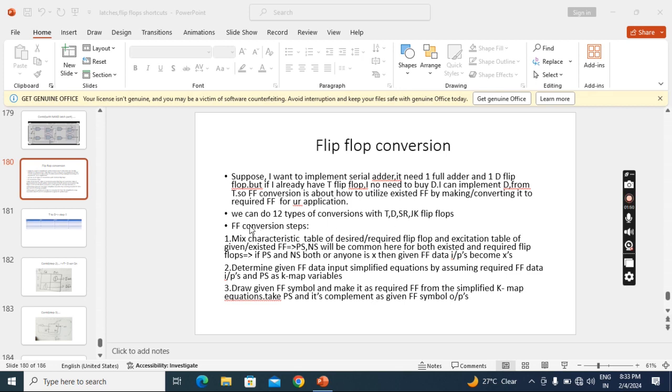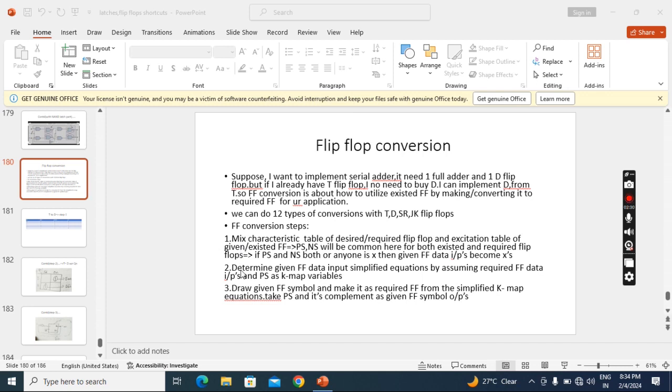There are three steps. In the first step, we have to mix the characteristic table of the required flip-flop and the excitation table of the given flip-flop. We have to mix both as one table. Here Qn and Qn plus 1, present state and next state, will be common to both the characteristic table and excitation table. Suppose Qn and Qn plus 1, any one or both contain X, in this case the given flip-flop data inputs become X. That is the first step.